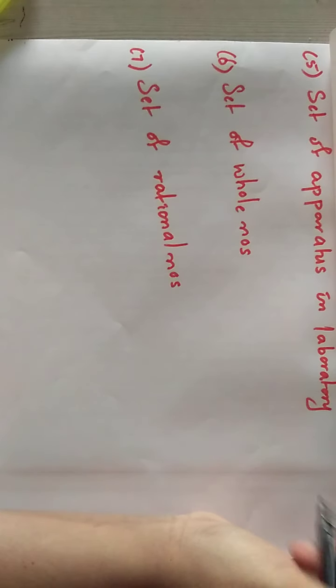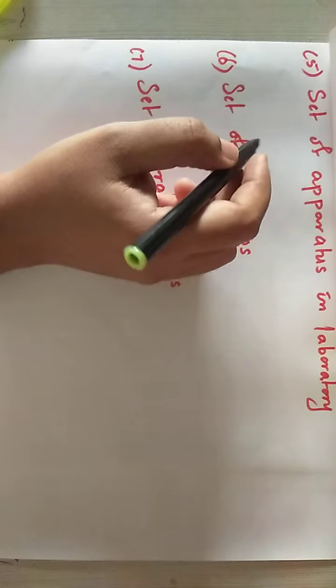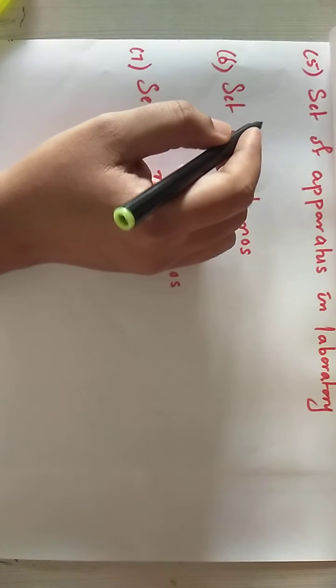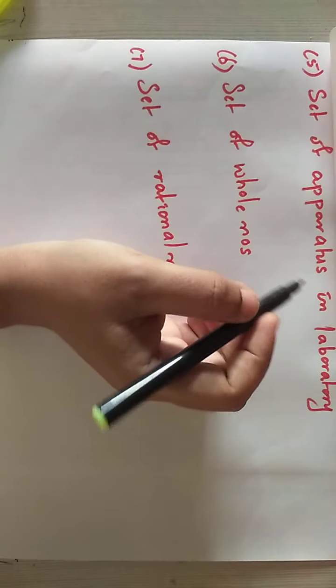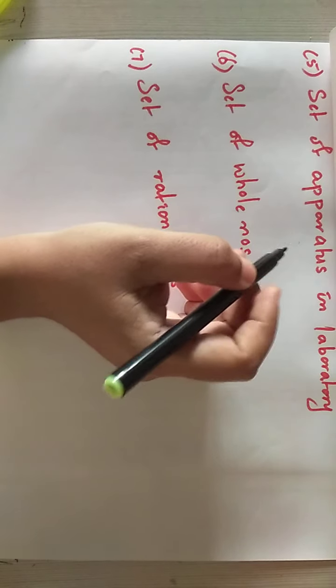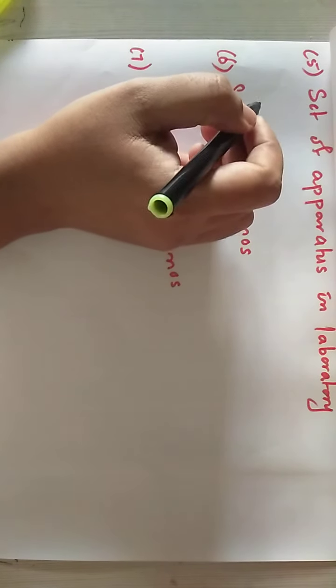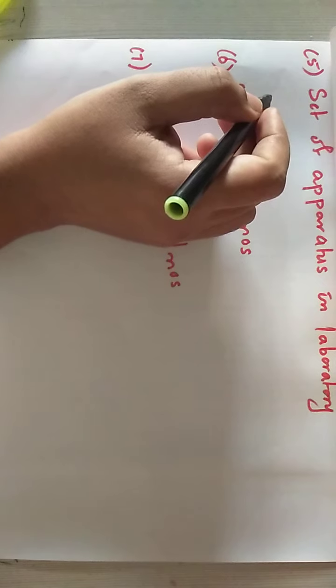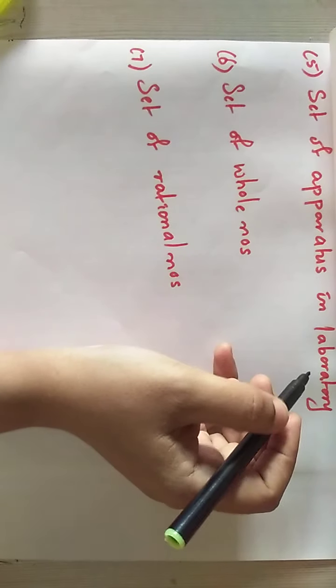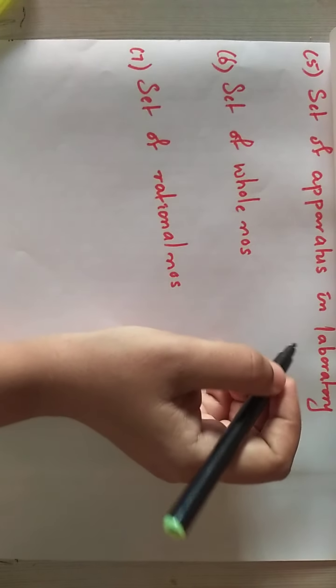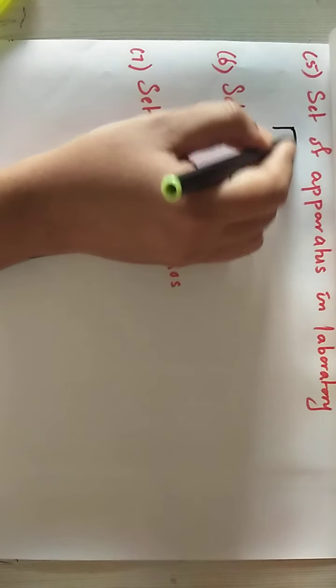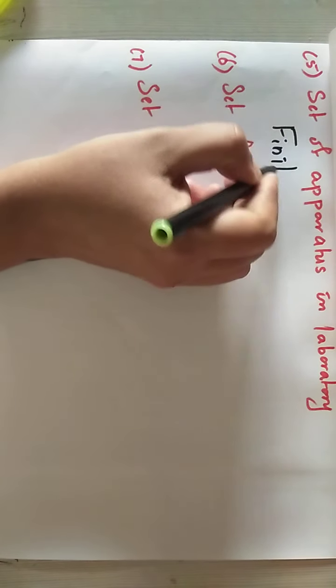Then we have the next question, which says set of apparatus in laboratory. As we know very well, there are many apparatus in the laboratory, but the record of those apparatus is properly maintained by the lab attendant. So therefore we can say very well that the apparatus in the laboratory can be counted, recorded and kept. So we call this set a finite set.